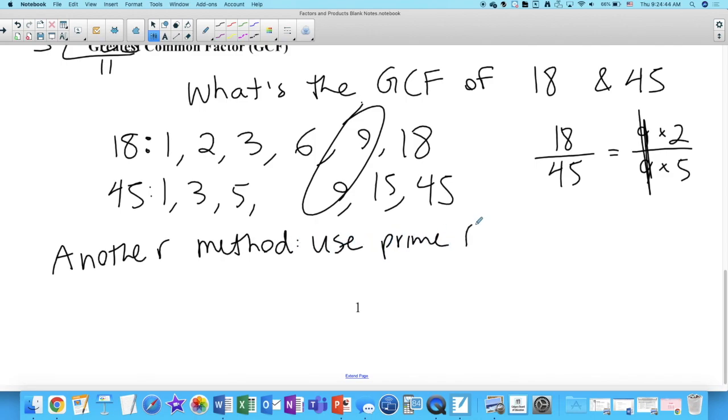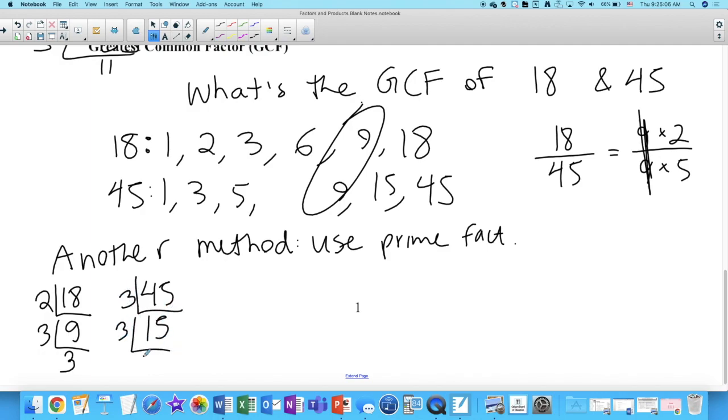Okay, so if I look at the prime factorization of 18, right, it's 2 times 9, 3 times 3. And if I look at the prime factorization of 45, not divisible by 2, but I can do 3 times 15, and then 3 times 5. Okay, so what I'm going to do is write out the prime factorization of 18, and I'm also going to write out the prime factorization of 45, equals 3 times 3 times 5.